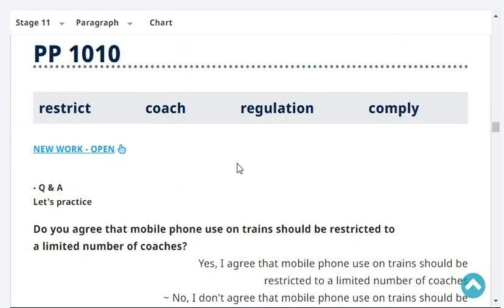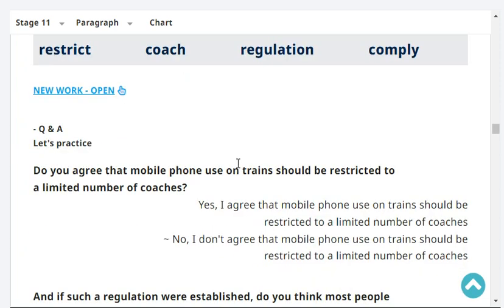Very good. Do you agree that mobile phone use on trains should be restricted to a limited number of coaches? Yes or no? Yes, I agree that mobile phone use on trains should be restricted to a limited number of coaches.